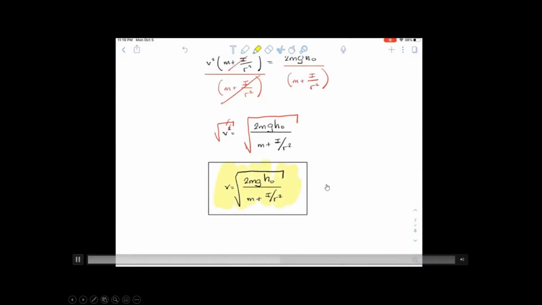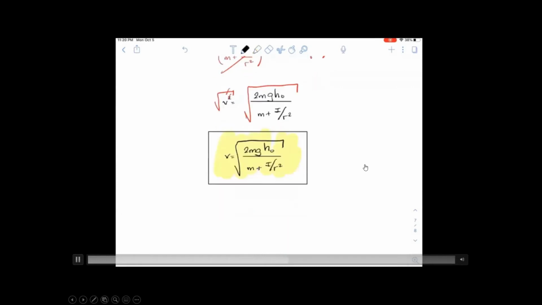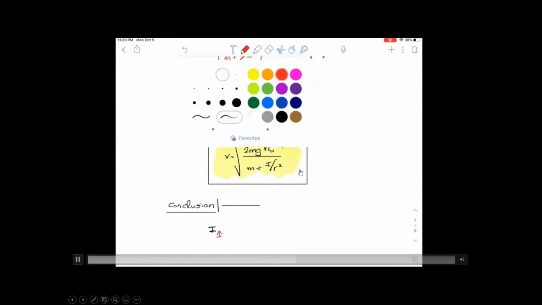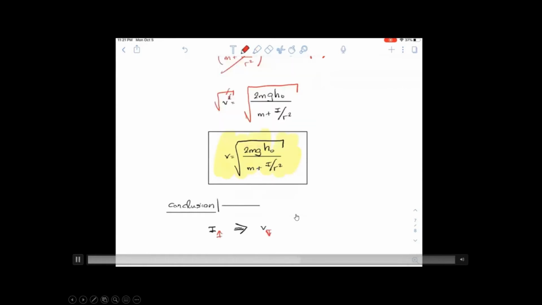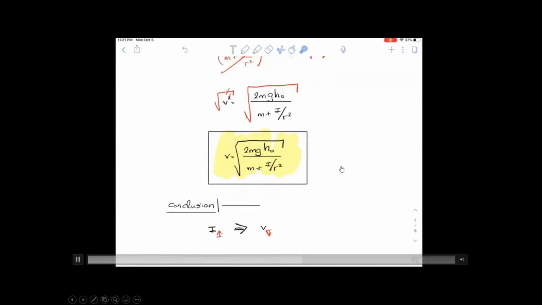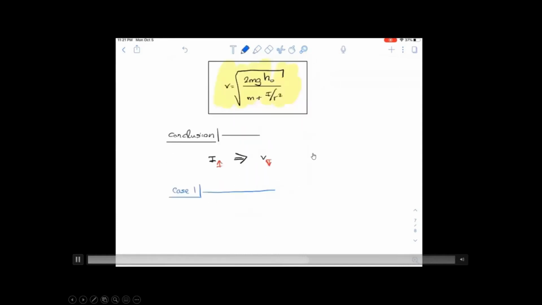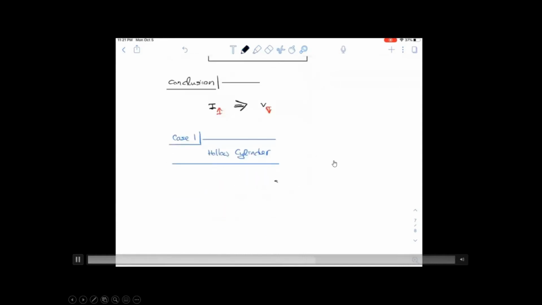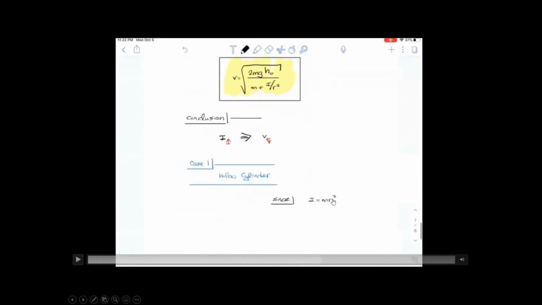Speed and moment of inertia will be inversely proportional. The larger the moment of inertia is, the slower the speed is going to be. So how fast something is going to roll depends on the moment of inertia. The larger the moment of inertia is, the larger the resistance to change in rotational motion is, the slower it's going to move. And then we've got the hollow cylinder, mr squared.